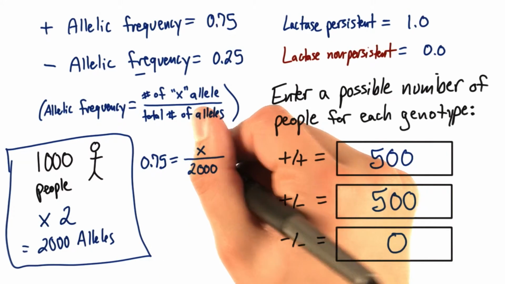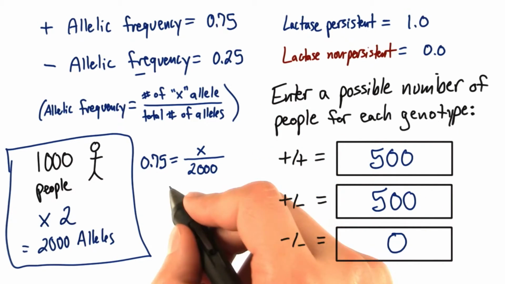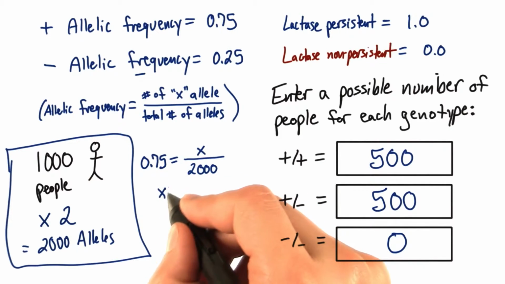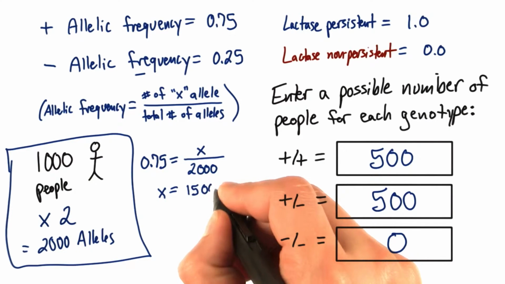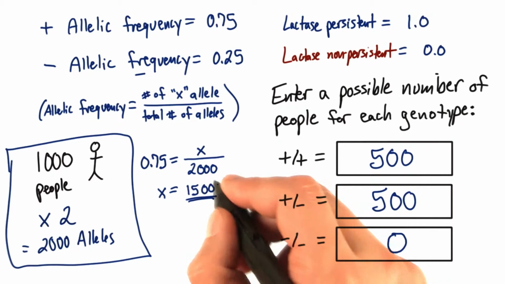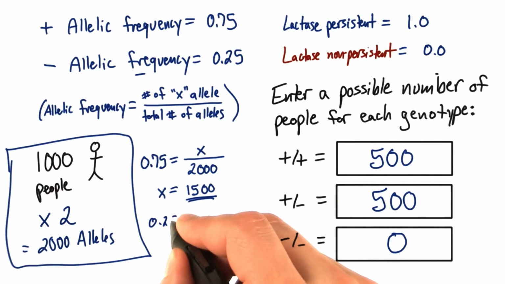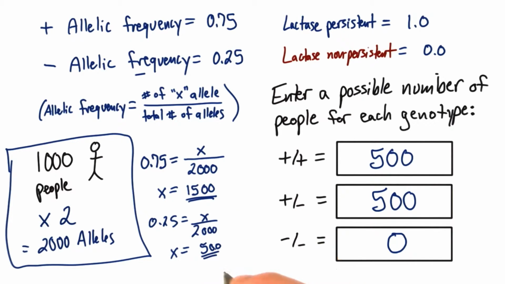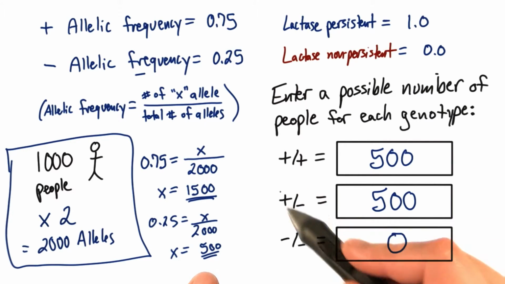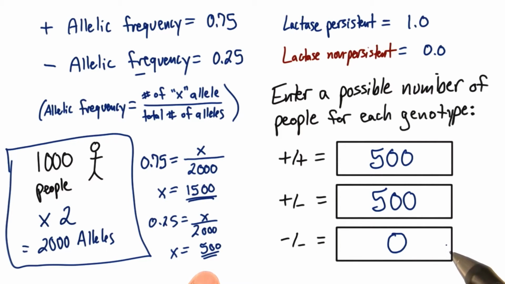So how many total dominant alleles are we dealing with here? This would be X equals 1,500. We've got to have 1,500 dominant alleles in here. We do the same thing with the recessive allele, and we've got to have 500. Well, if we have to have 500 recessive alleles, the only way I'm going to get 500 is in this heterozygous condition because I don't have any homozygous recessive.